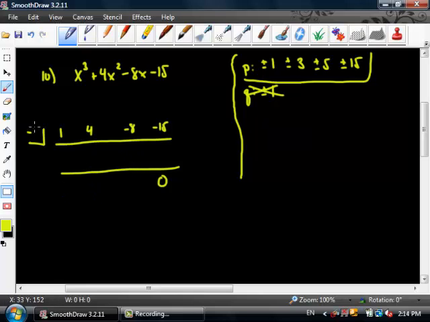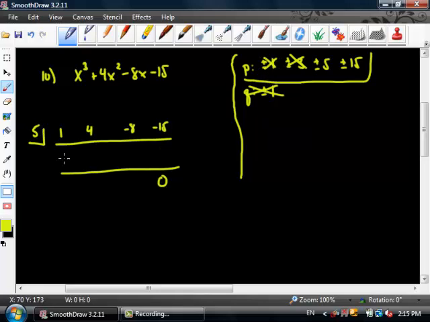Negative 3, let's try that out. So 1, negative 3, 1, negative 3, negative 24. That doesn't work, so that means the 3's are out. We tried positive 1. Let's try negative 1. So 1, negative 1, 3, negative 3, negative 11, 11. Man, we're not having a whole lot of luck here, unless I'm making a mistake somewhere.